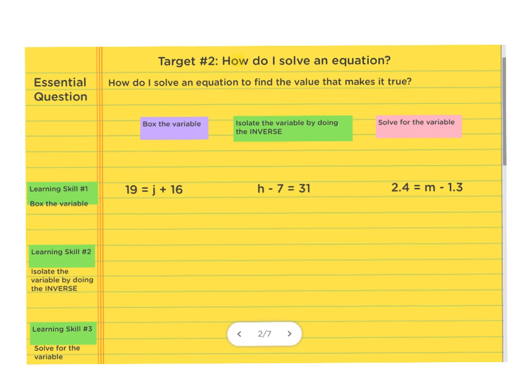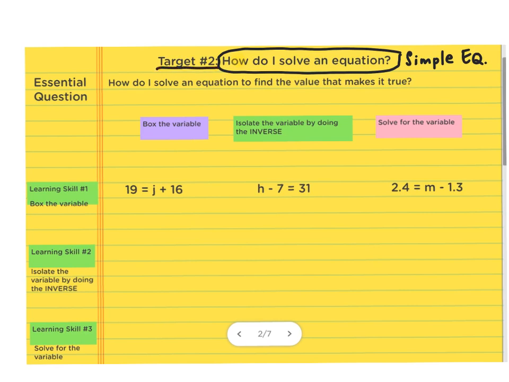All right, so we're working on target 2. And the main question here is, how do I solve an equation? So we are going to be looking at what we call simple equations. And then as you go into 7th and 8th grade, you'll be working on more difficult ones. So this is our learning target.